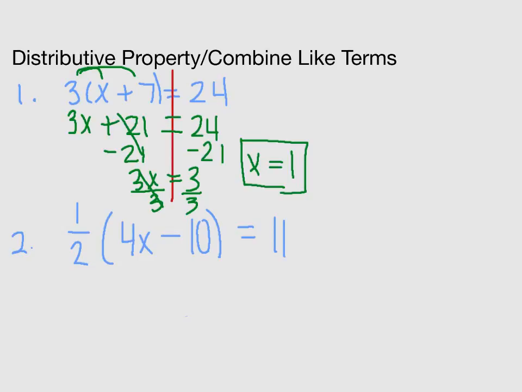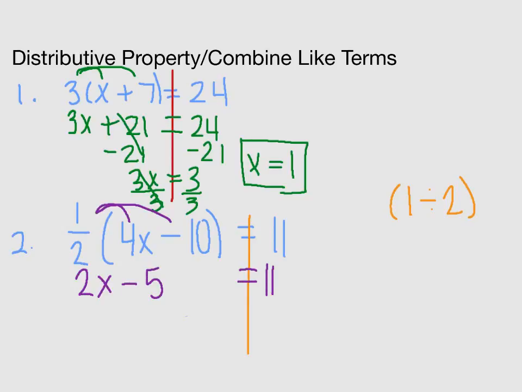Looking at problem 2, I'm going to do the same exact thing. I draw my line down the middle. The only difference is I have a half, which is okay. I'm going to type into my calculator as parentheses 1 divided by 2 in parentheses times my 4. You should get 2, but don't forget that x that's with it. I then do a half times my negative 10 to get negative 5.